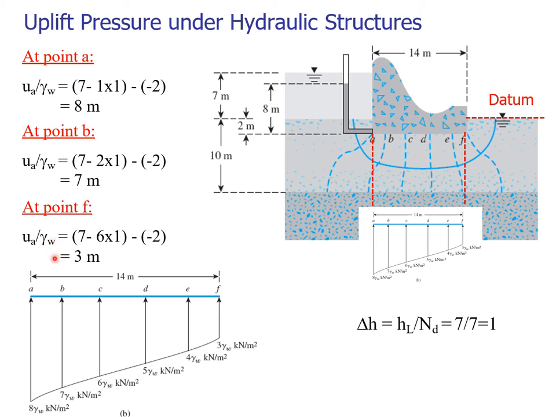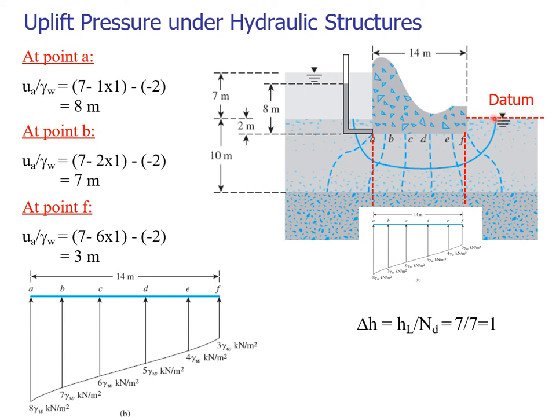So in this way, you can get the uplift pressure under hydraulic structures at different points A, B, C, D, E, F, and ultimately you can plot this diagram showing the uplift pressure. In fact, in this, we have considered delta H, the delta H that I considered on the previous slide, that is equal to H_L over N_d. So H_L is equal to 7 meter.